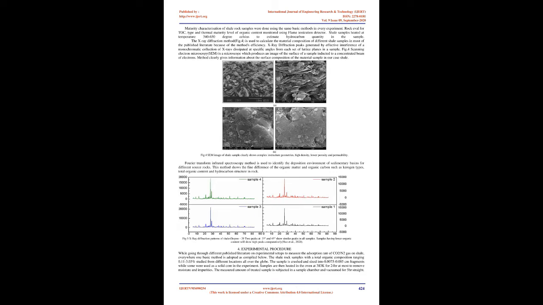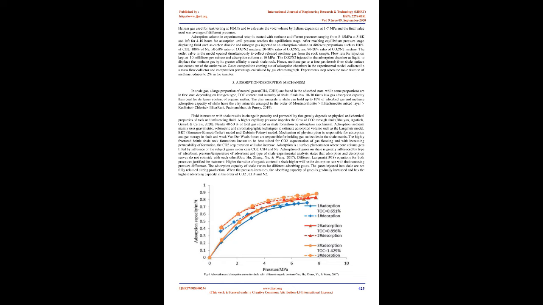3. Materials and characterization. Core samples from different basins are studied by various experimental setups by different authors all around the globe. Shale rock is mainly characterized on the basis of clay material and total organic content, TOC. Sample studies in review paper from different basins in world. Maturity characterization of shale rock samples were done using the same basic methods in every experiment.